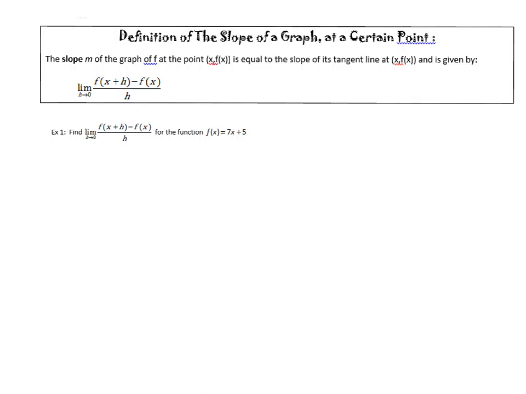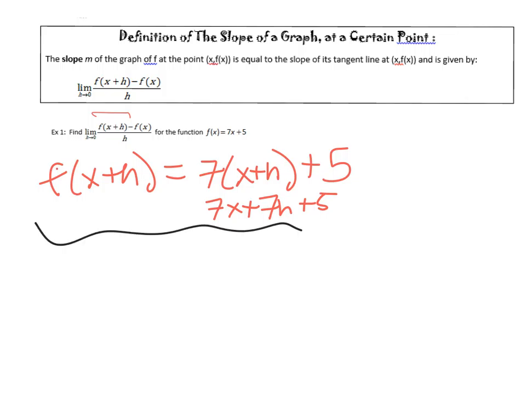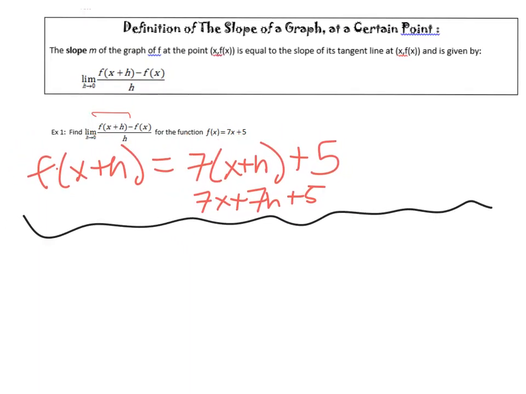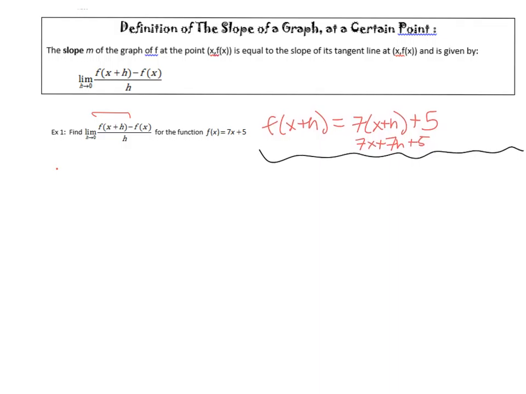So the first thing I'm going to do is I'm going to find my f of x plus h. Let me change my pen width. So my f of x plus h, basically you're just substituting x plus h in where the x was. So that's 7x plus 7h plus 5. Okay, so that part I know I need. So now, let me squeeze this down smaller. I'm going to move this over here.